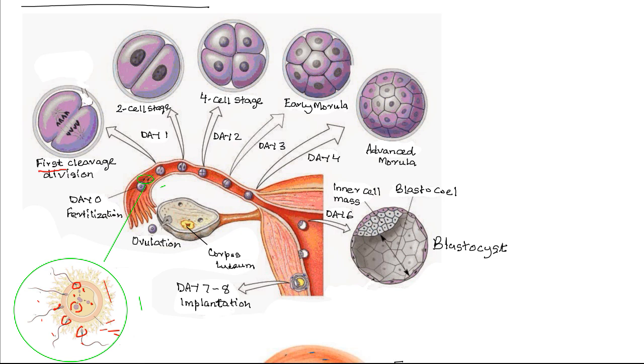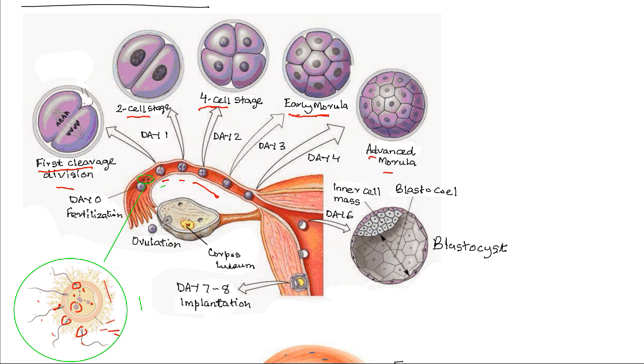So here you have the first cleavage division taking place to produce a two-cell stage. This happens repeatedly as the fertilized ovum moves down the fallopian tube towards the uterus. So we can see the increase in the number of cells as there is repeated mitotic division. Now, as the cleavage continues, there is a formation of a mass of cells known as morula. You have the early morula. The cleavage continues, forming an advanced morula that has many cells.